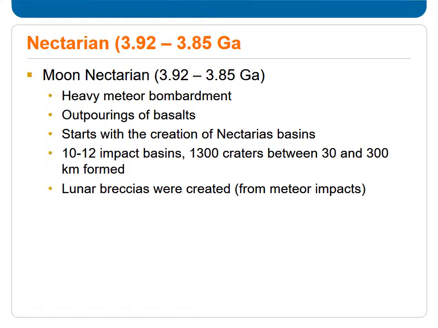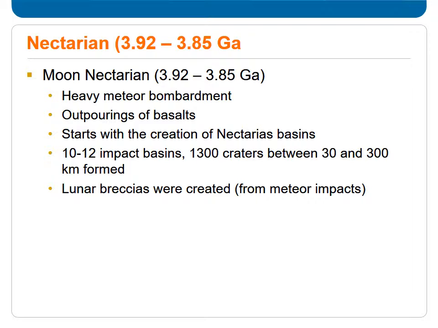The Nectarian period of the lunar geological timescale runs from about 3.9 to about 3.8 billion years ago. It is the period during which the Nectaris Basin and about a dozen other major basins were formed by large impact events. Ejecta from Nectaris forms the upper part of the densely cratered terrain found in the lunar highlands. About 1,300 craters between 30 and 300 kilometers were formed during this era.